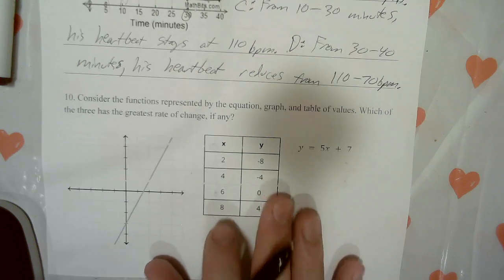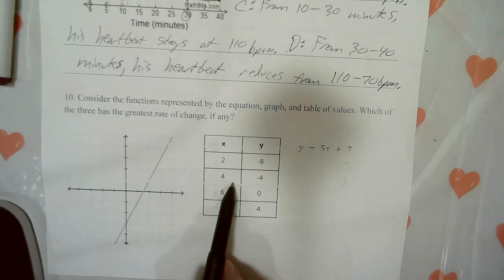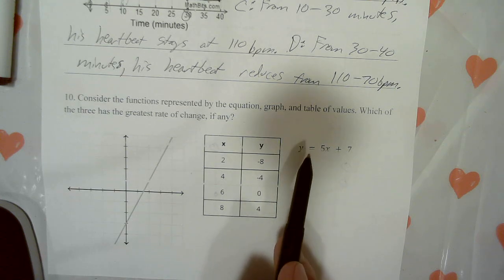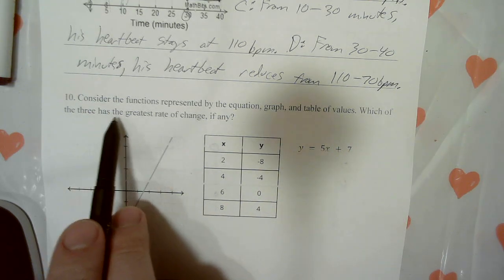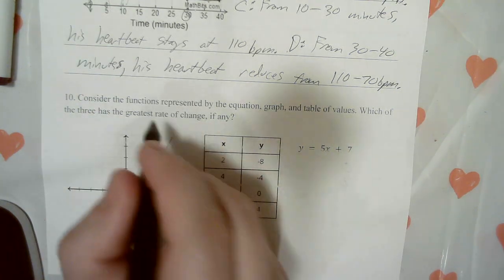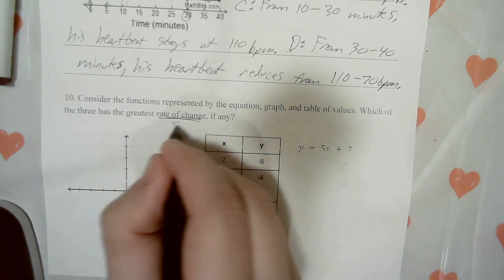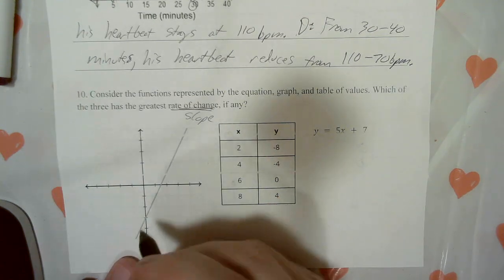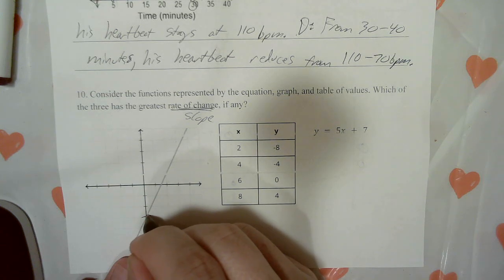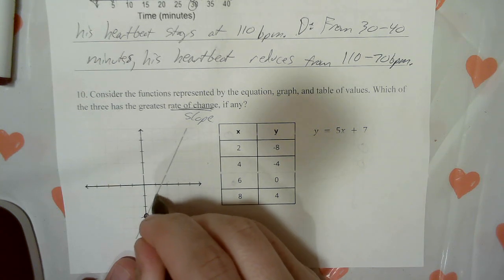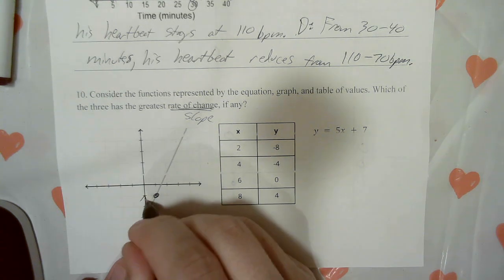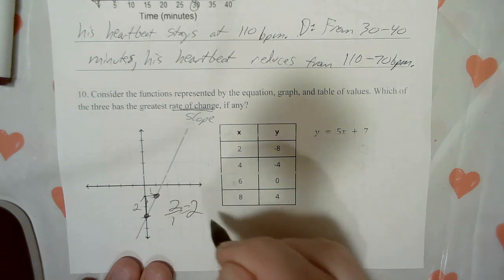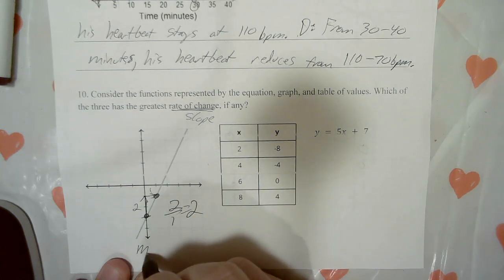All right, our last one is about 3 functions here. We've got a graph, table, and equation, and we want to know which of the 3 has the greatest rate of change, if any. Remember, rate of change, that means slope. So on my graph, I'm going to find 2 points that are exactly on these grid lines, like right here and right here. I'm going to go up 2 over 1. 2 over 1, that's 2. So my slope here is 2.